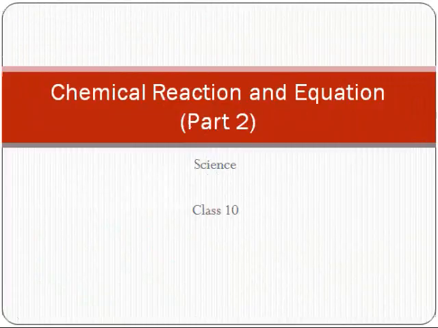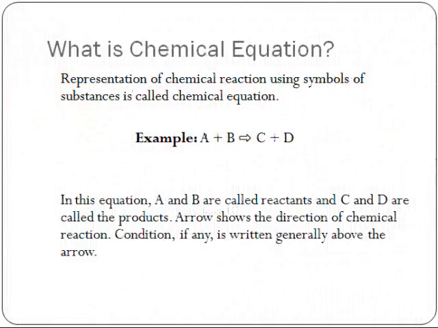In this video, we'll study the second part of chemical reaction and equation, and we'll study chemical equations in detail. As we have already studied, a chemical equation is the representation of chemical reactions using symbols of the substances. Here, the arrow shows the direction of the reaction, the left hand side of the arrow shows the reactants, and the right hand side shows the products. The reactants A and B react together to form products C and D.